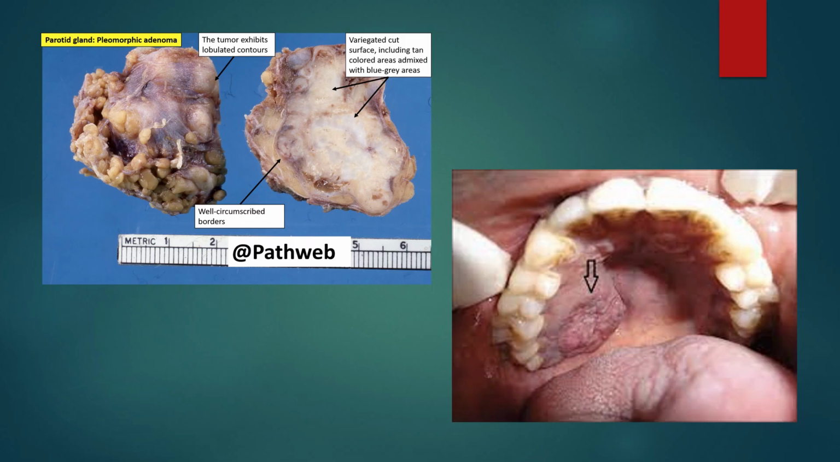Pleomorphic adenoma may be benign, but it is anything but boring. Most common salivary gland tumor, most commonly in the parotid. It's mixed epithelial and stromal components, characteristic variegated gross appearance. It's an excellent example of histology explaining gross pathology. If you understand this tumor, you understand salivary gland pathology at its core.